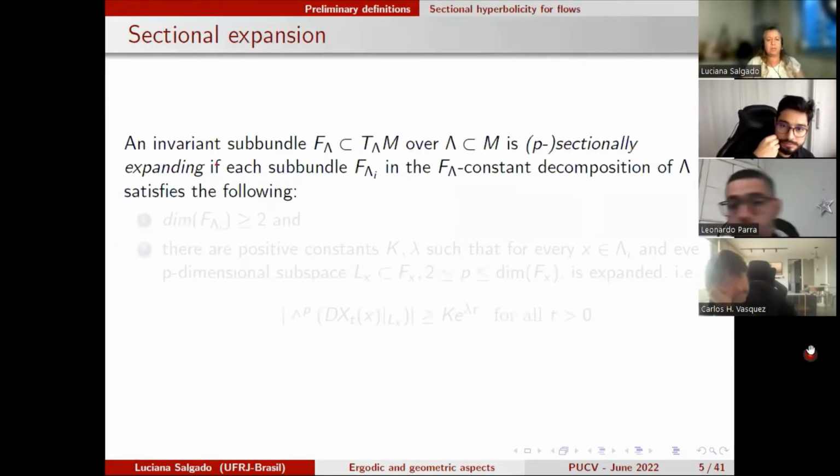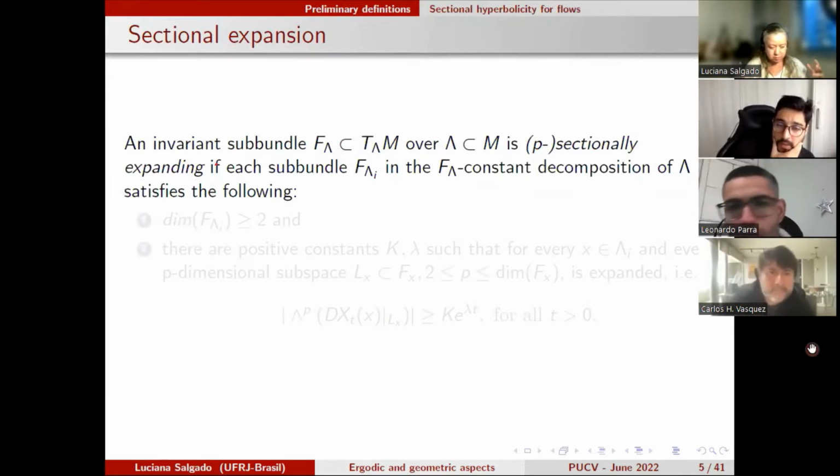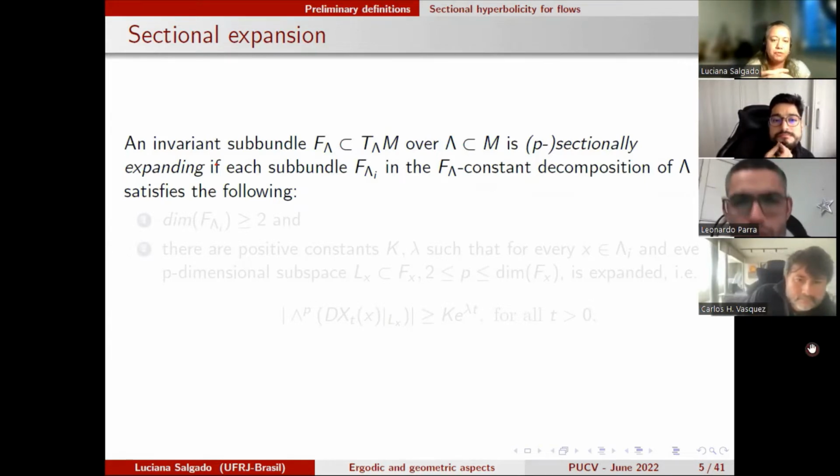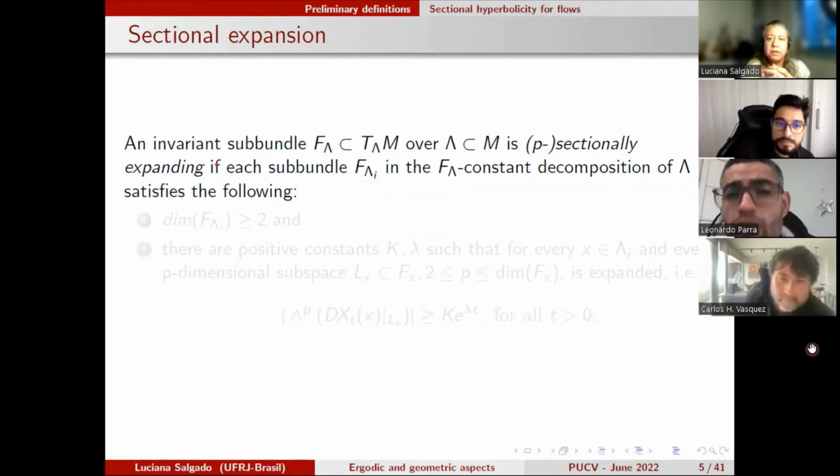So the first definition I'm going to make here is a generalization of the definition of singular hyperbolicity and two-sectional hyperbolicity. The singular hyperbolicity was defined by Morales, Pacifico, and Pujals, and the two-sectional hyperbolicity by Metzger and Morales, as a kind of hyperbolicity to extend uniform hyperbolicity for flows, including the singularities accumulated by regular orbits.